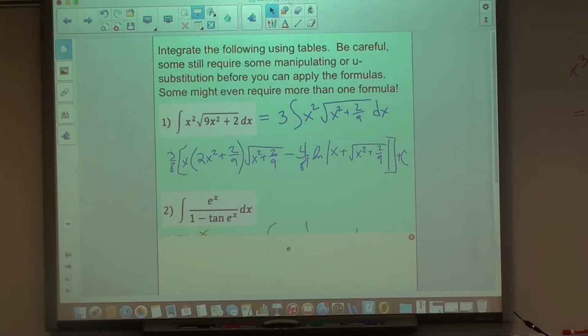It's not 1, it's 1 over u. No, it's always 1, because the derivative of e to the x is e to the x dx, which you have up there, so that just turns into 1 over 1 minus u squared when you replace it. Am I on the right track? 1 minus tan.